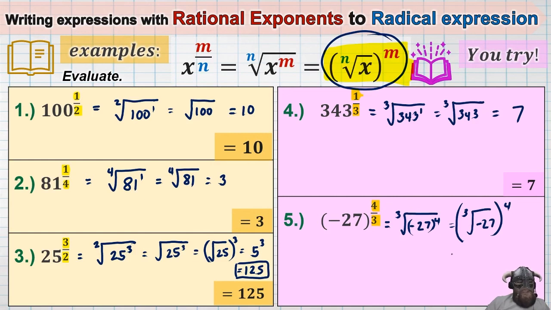So, we can first get the cube root of negative 27 and that will be equal to negative 3 and then tsaka natin siya i-raise kay 4. Yan. Once again, ang cube root ng negative 27 ay negative 3. Then, raising it to 4, we'll have negative 3 times negative 3 times negative 3 times negative 3. That will just be equal to positive 81. Yan. Okay, so tama yung sagot natin, positive 81.